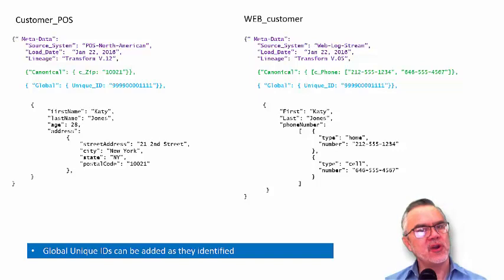So in this case, in the blue, you see there's a global piece of metadata that's been added, and it has the unique ID for customer POS and for web customer. So if you need to do a join, to bring together all the unique IDs that had all those nines, all those zeros, and all those ones together to get back everything about Catherine Jones or Katie Jones, depending on what table you look at, you would have it there available to you. So this is the way to do modeling in the future.